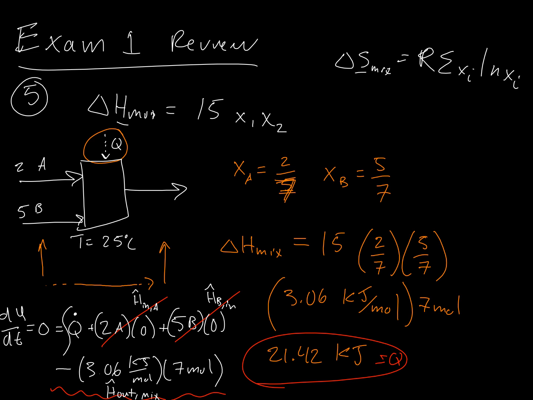So if we have a positive delta H, that means that the enthalpy of the mixture is higher than the enthalpy of the individual constituents, right? Which means that if I were to mix two things together, you would have to give the system energy to allow it to be maintained at that same temperature. All right, so let's go over that one quick time.